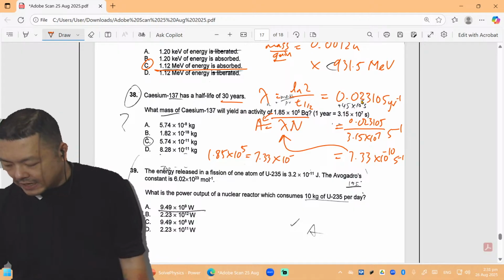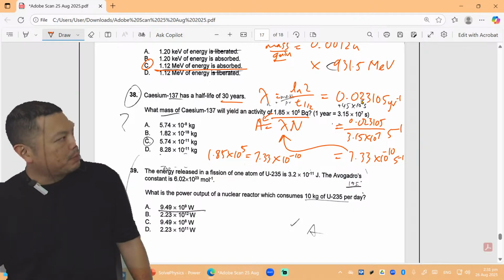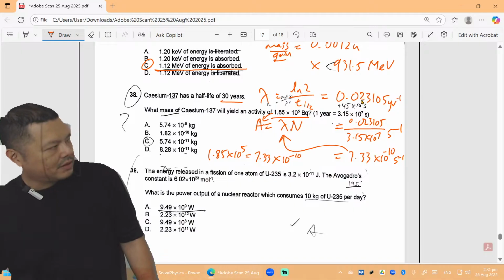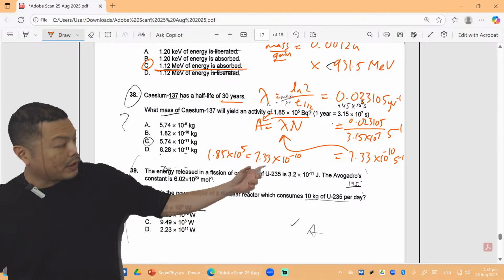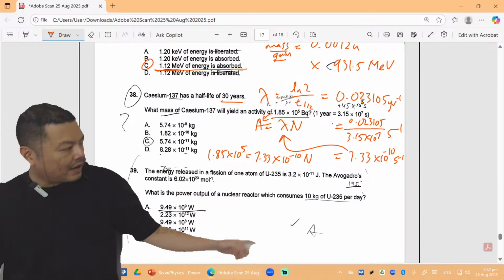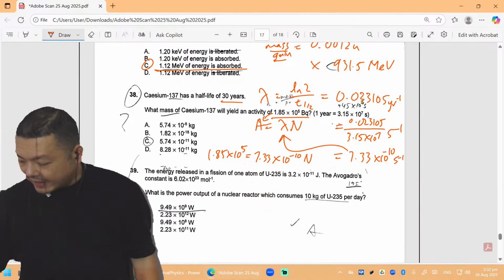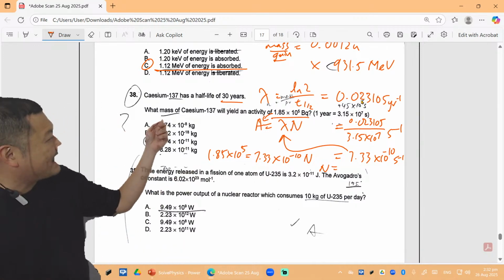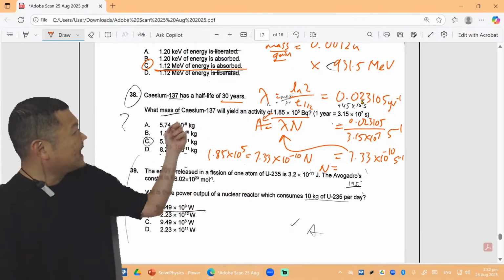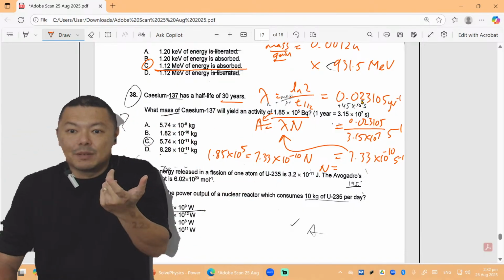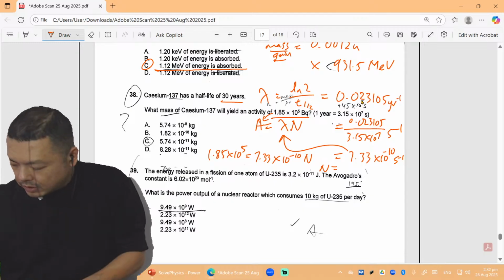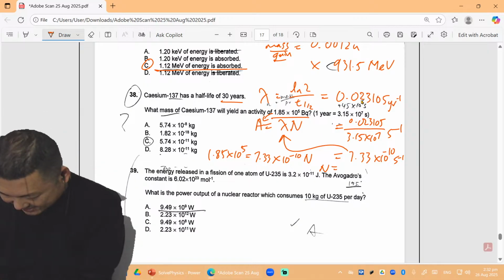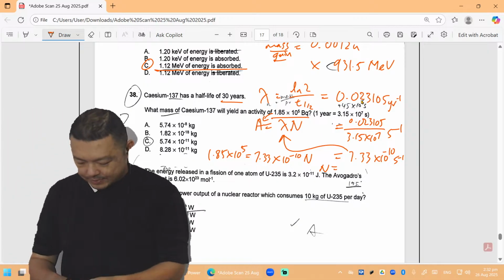This one is lazy already. The fella just probably pulled it out from somewhere and expected the students to do so many steps. We're not even done yet. After we find A equals lambda N, after we find N, it's not even the mass yet. You asked me for mass. So the next thing I need to do is find out the mass of each cesium-137 atom. Well, these people are nasty, man.